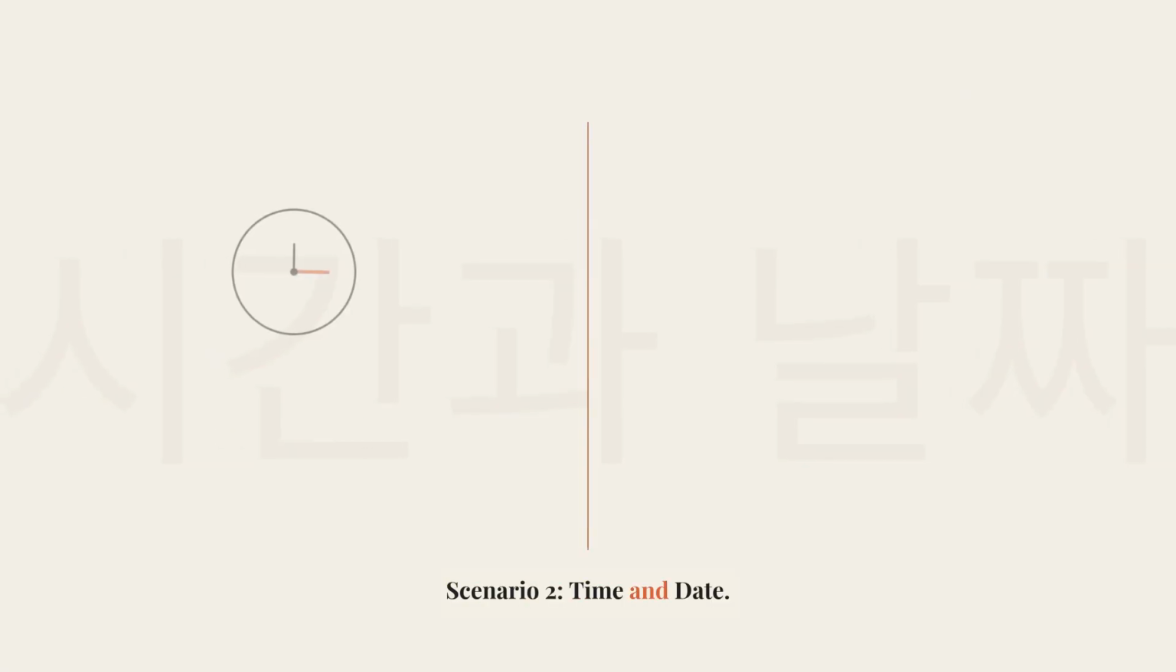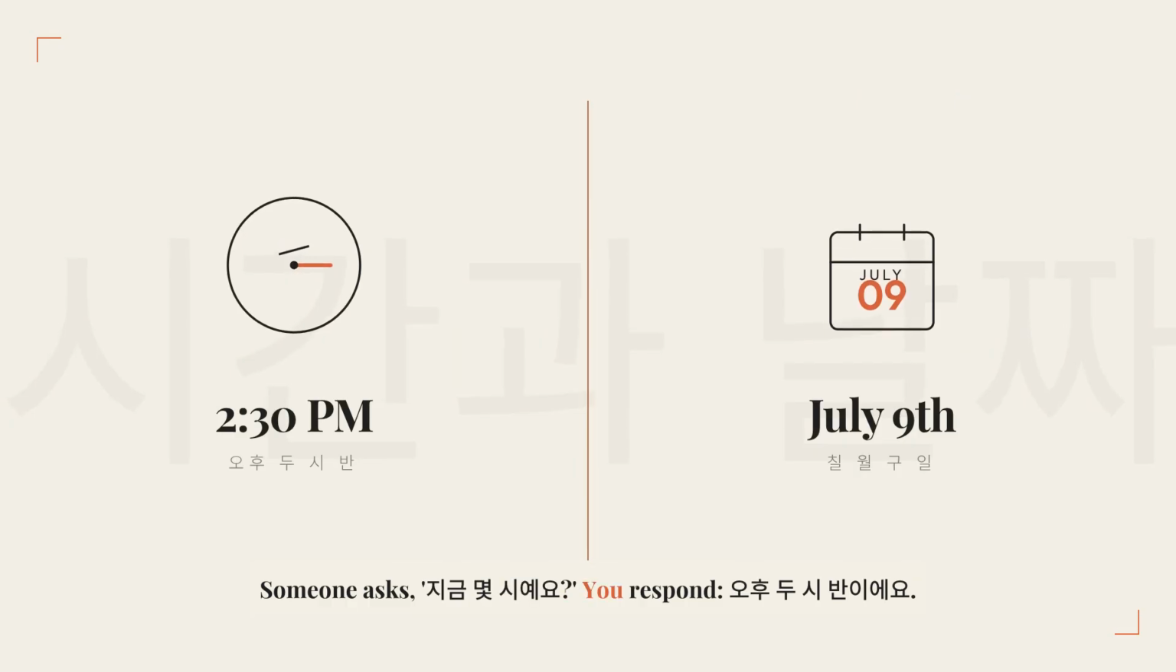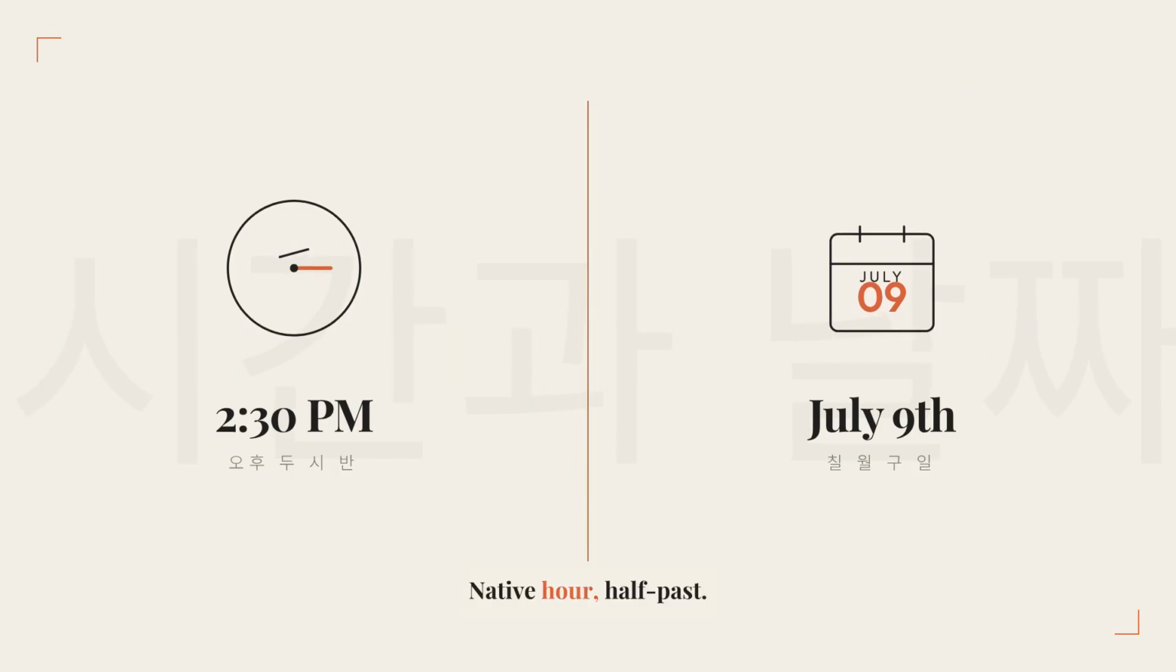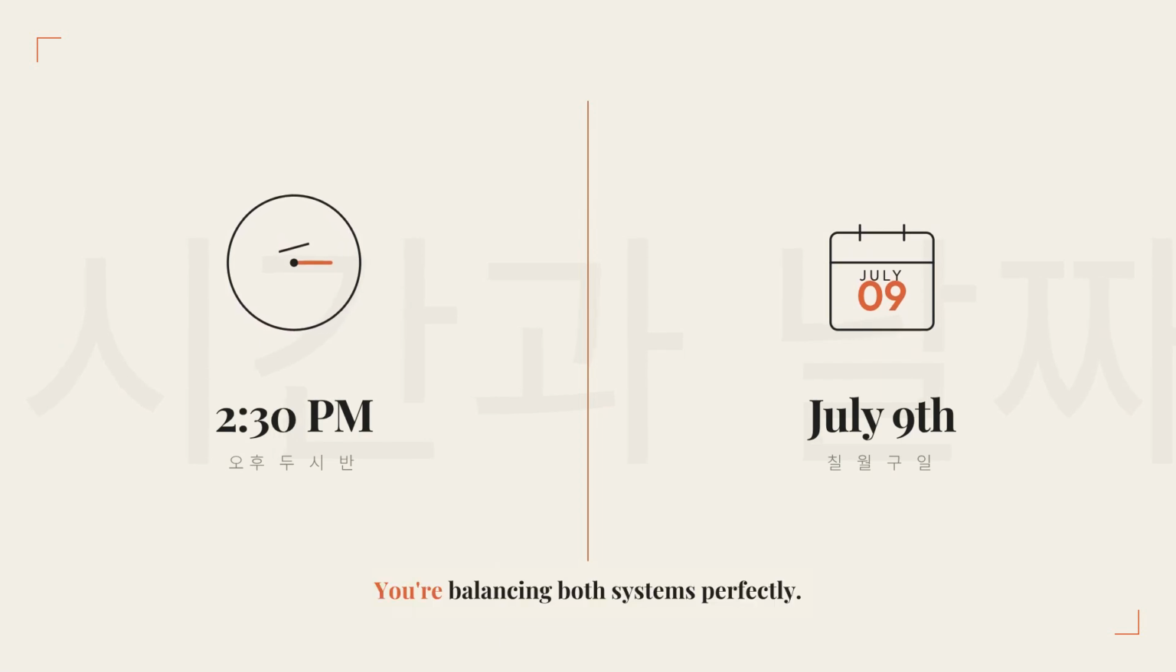Scenario 2. Time and date. Someone asks, 지금 몇 시예요? You respond, 오후 2시 반이에요. Native hour, half past. And today's date? 7월 9일이에요. All Sino. You're balancing both systems perfectly.